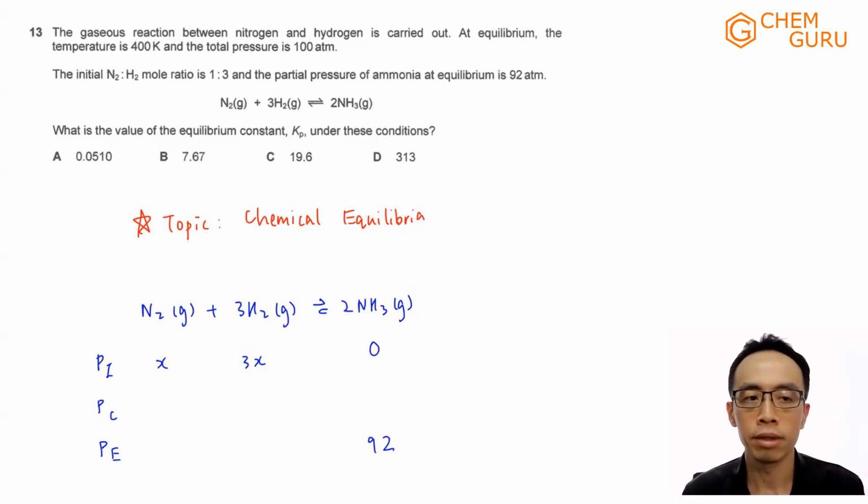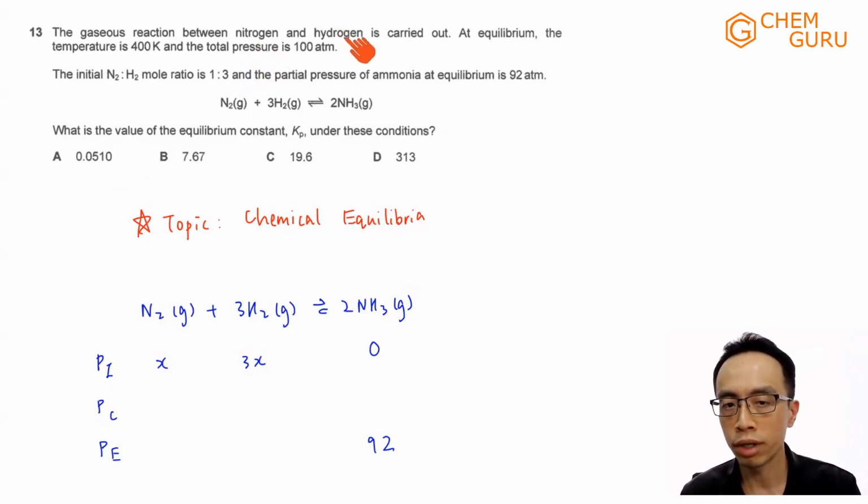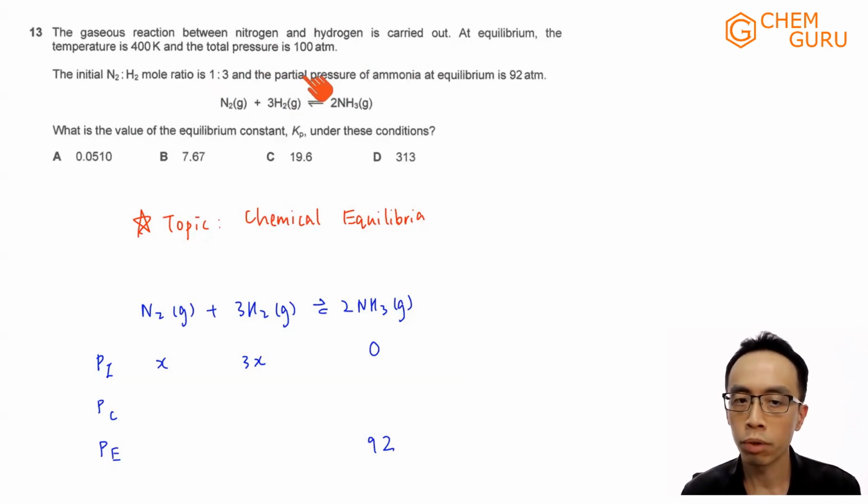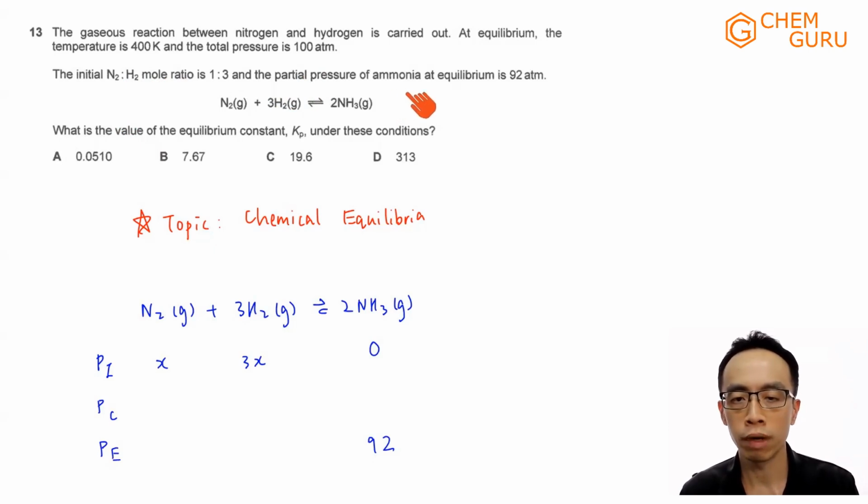Next, how about question 13? The gaseous reaction between nitrogen and hydrogen is carried out. At equilibrium, temperature is 400 K, total pressure is 100 atmosphere. Initial N2 and H2 mole ratio is 1:3. Partial pressure of ammonia at equilibrium given is 92 atmosphere. And question is asking for the value for equilibrium constant Kp under this condition.